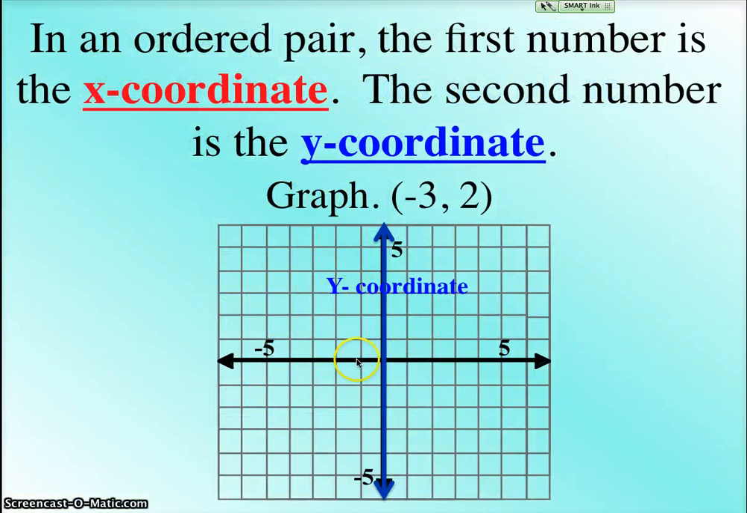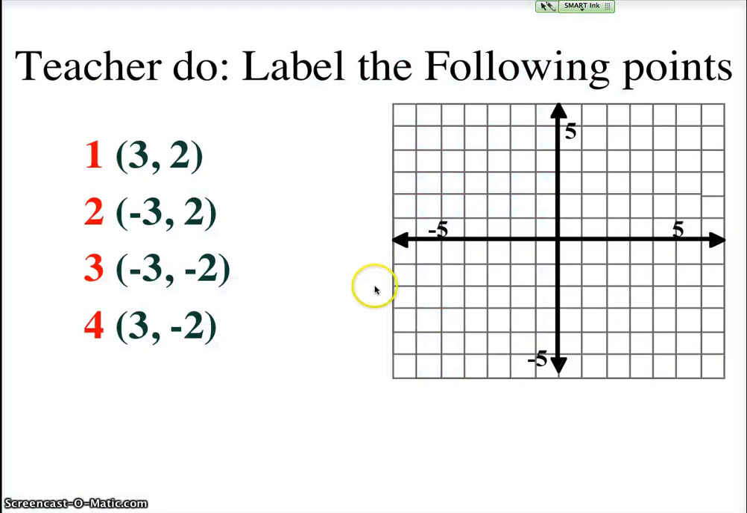The x-coordinate, these go left and right. The y-coordinate is vertical. So the x-coordinate goes this way. The y-coordinate goes this way. So when we talk about the y-axis, it's this one. The x-axis is the one that goes left and right. Okay. First numbers are measured on the red. Second numbers are measured on the blue.